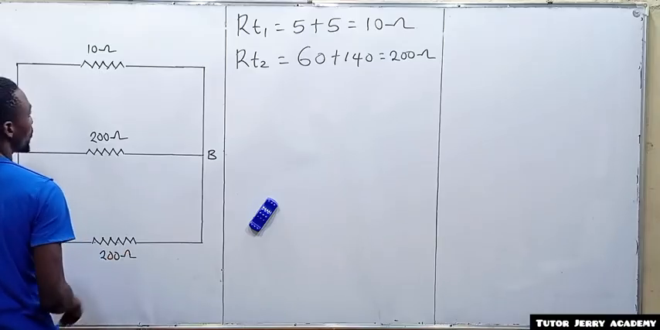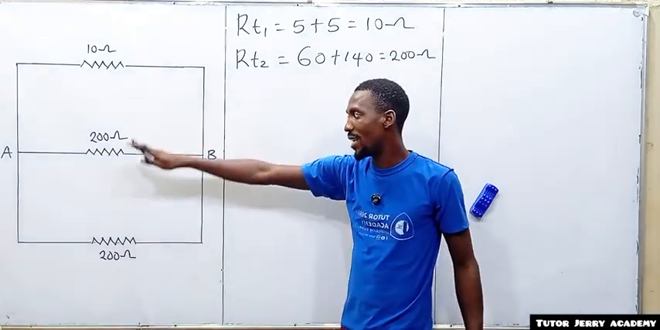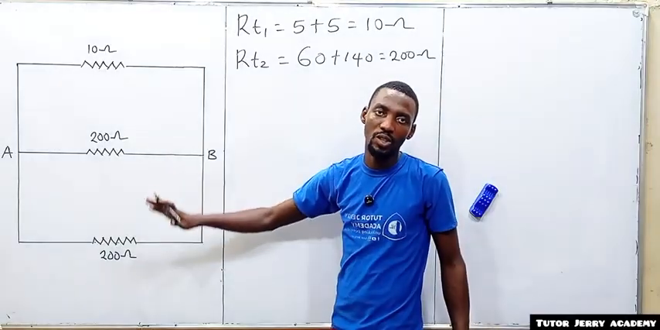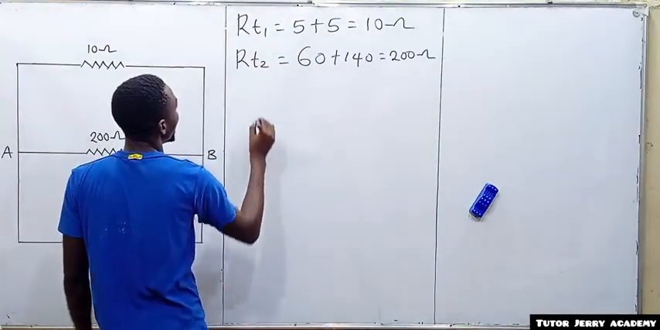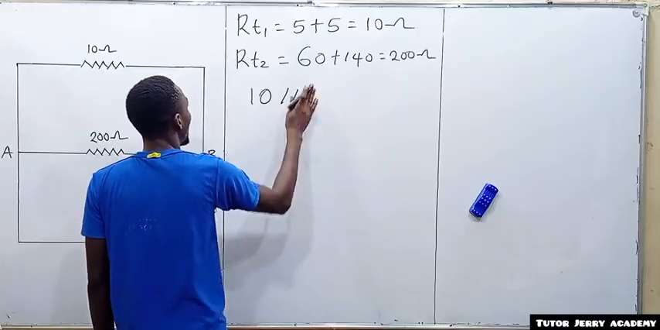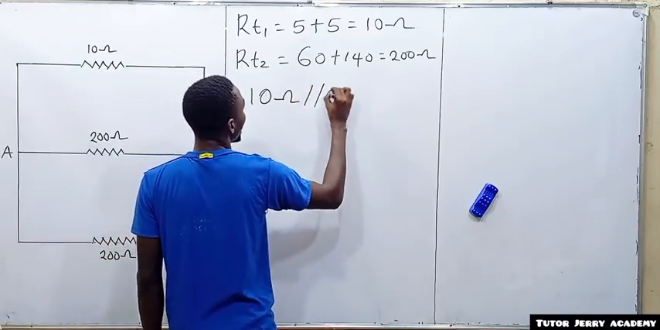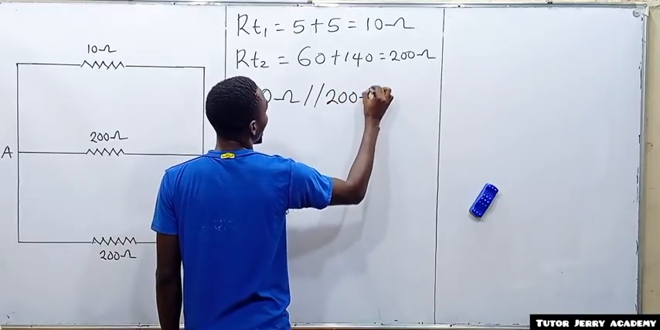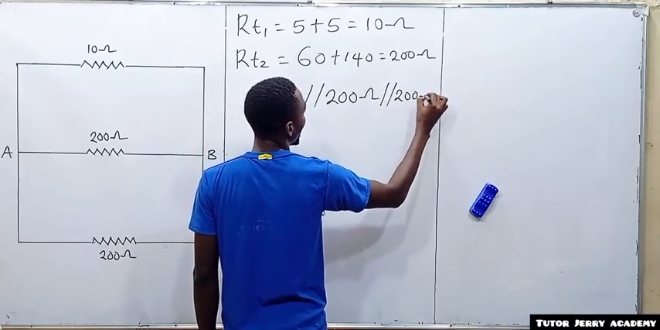Alright. So you now notice that 10 ohms is in parallel with 200 ohms and with this other 200 ohms. So 10 ohms is parallel to 200 ohms, and it's also parallel to 200 ohms.